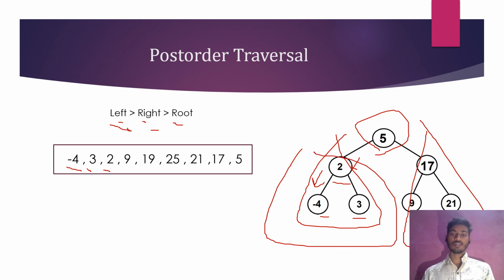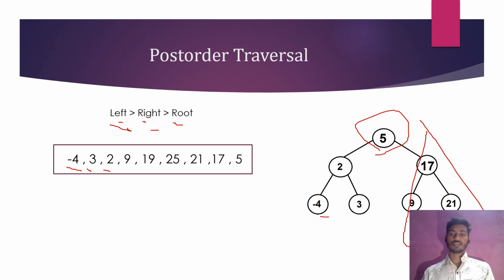Now we have to visit the right subtree. In the right subtree we have 17 as the root node and it has 2 children, 9 and 21. In the left part we have 9, which does not have any children, so 9 is added to the post-order traversal. In the right part we have 21 and it has 2 children, 19 and 25. In the left part there is 19, so 19 is added to the post-order traversal, and the right part 25 is also added to the post-order traversal.